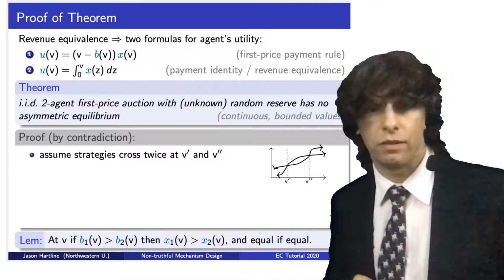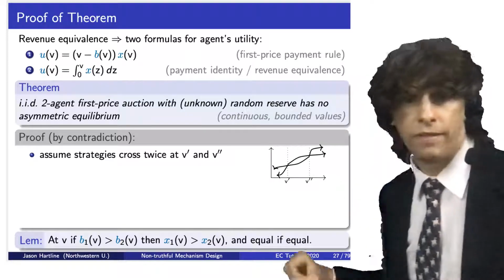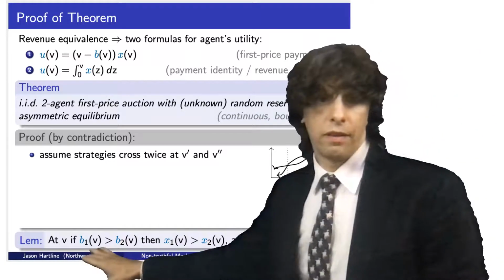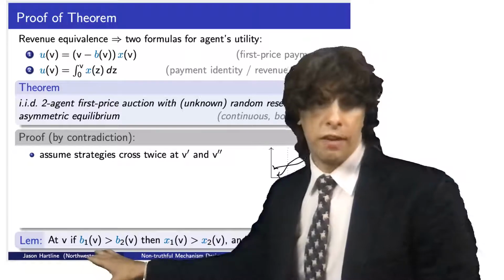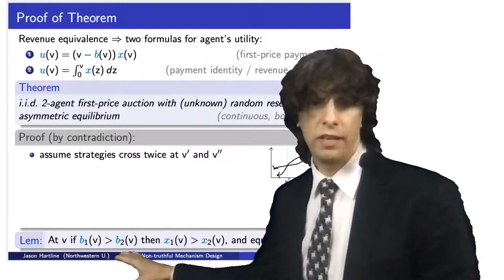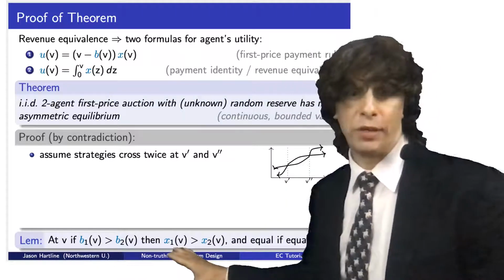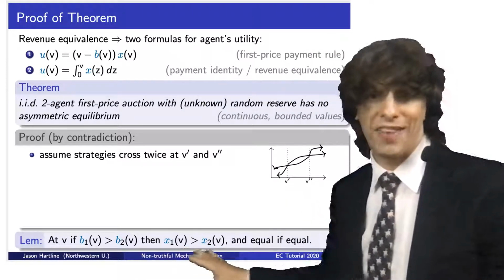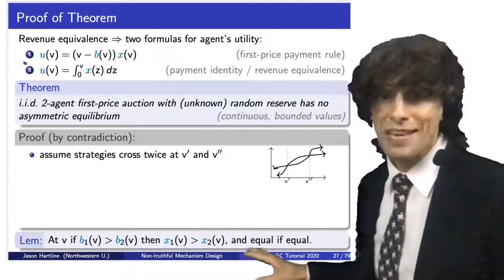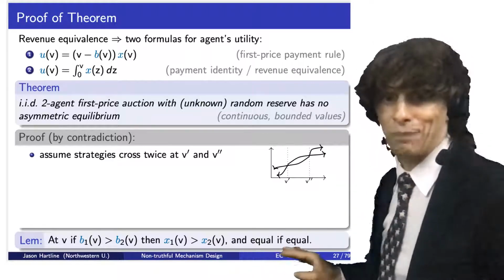A lemma that's going to be useful in this proof is the following. At value v, if bidder 1 is outbidding bidder 2 when bidder 2 has the same value v, then the allocation probability of bidder 1 is greater than the allocation probability of bidder 2. Moreover, if they're bidding equally at some value v, then their allocation probabilities are equal.